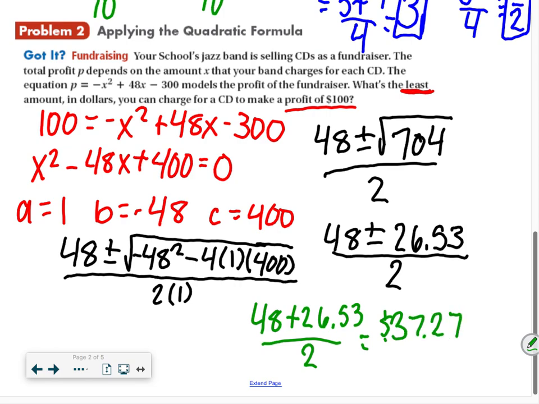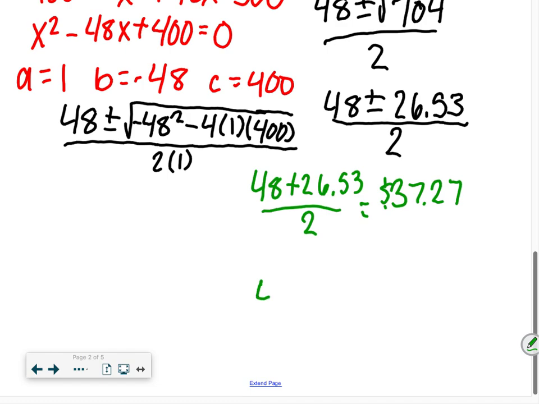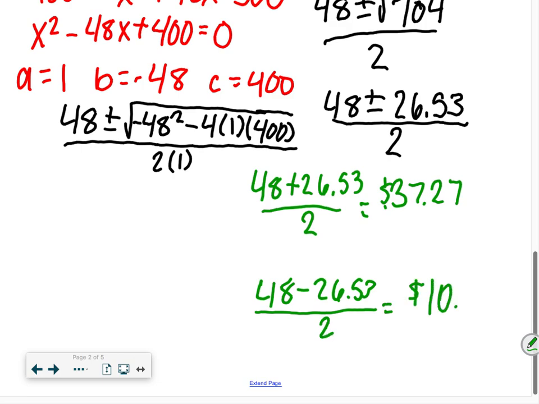37.27. Who's got the other one? 48 minus 26.53 divided by 2 is what? 10.735, which rounds to 10.74. In the problem, it asked for the least amount. So what's our answer? 10.74.